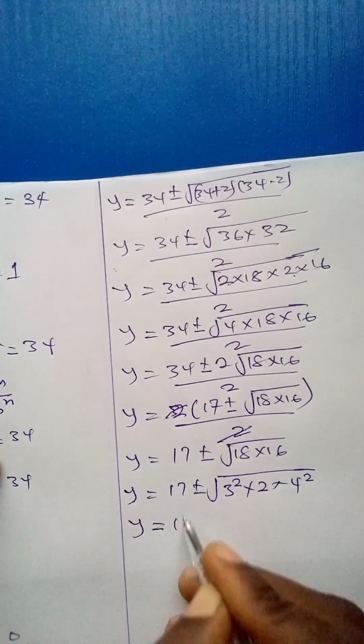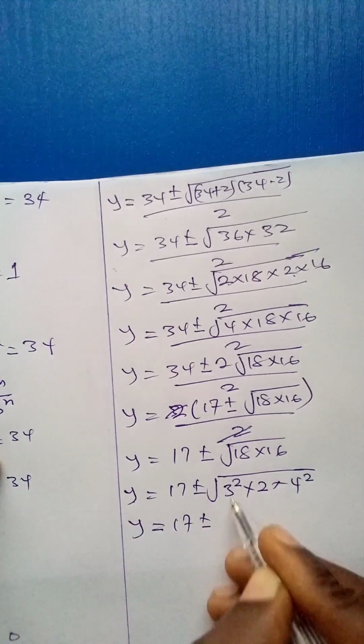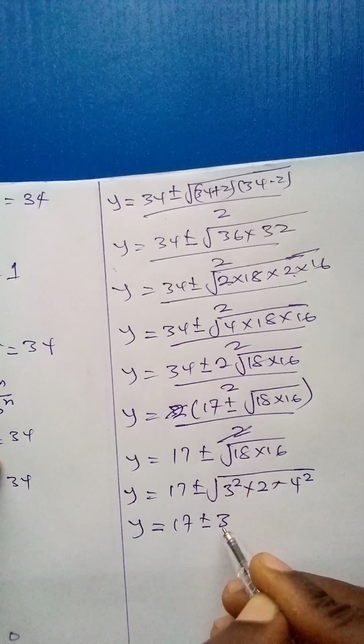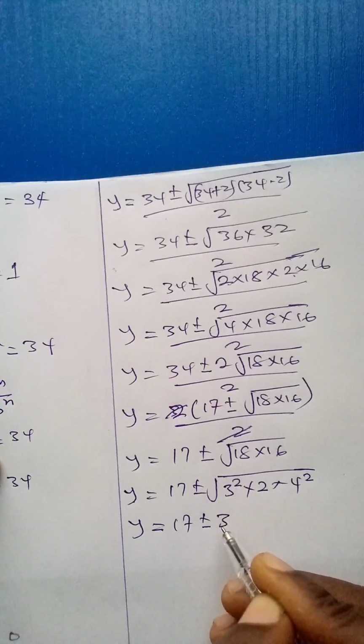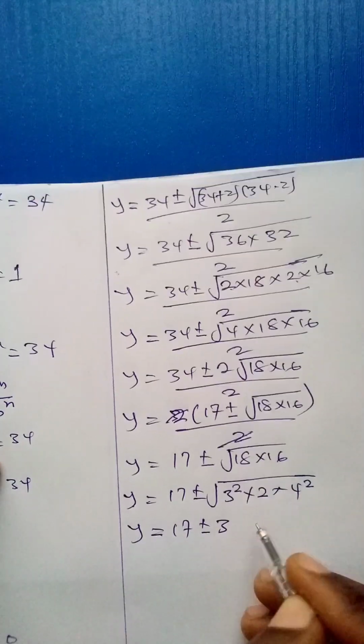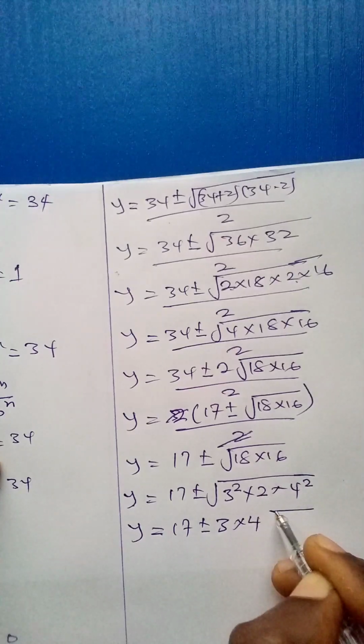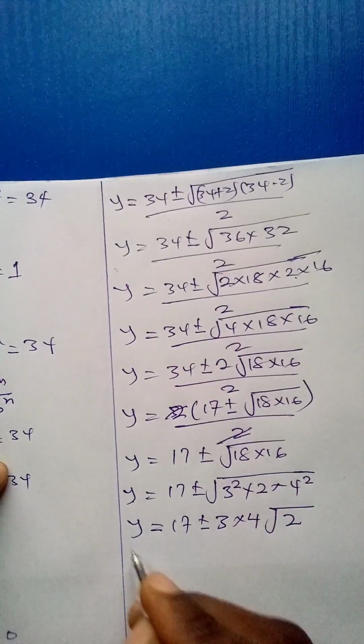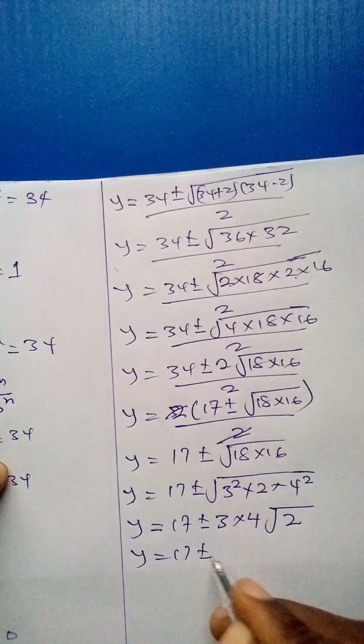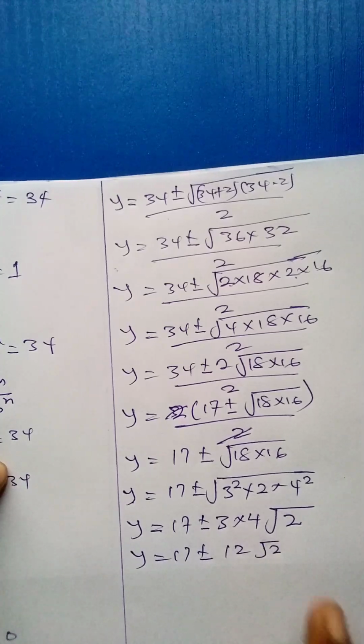Y equals 17 plus or minus, this is 3, that is 3 squared. The square root of 3 squared, which is 9, is 3. And then times 4 root 2. So I have y equals 17 plus or minus 12 root 2.